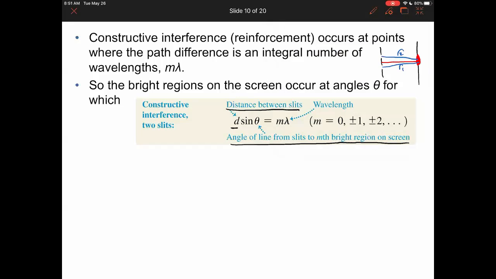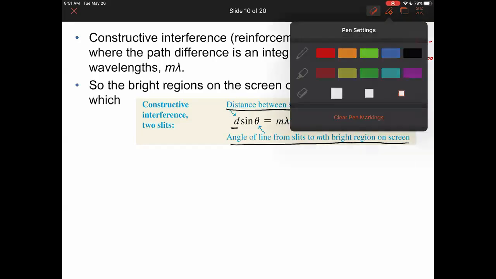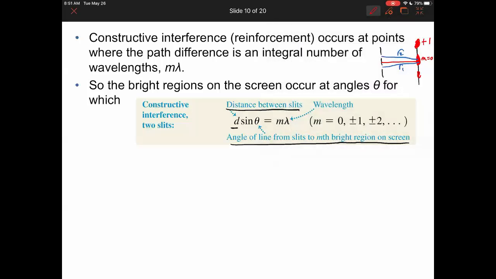But then there's going to be a bright one right above. The central one is m equals 0. So there is a bright one right above, m equals plus 1, and there is one below, m equals negative 1. And there's going to be another bright spot, m equals plus 2, and another one right here, m equals minus 2. That means with respect to the central axis, anything above it is plus, anything below is minus. So that's why we have plus or minus for all those.